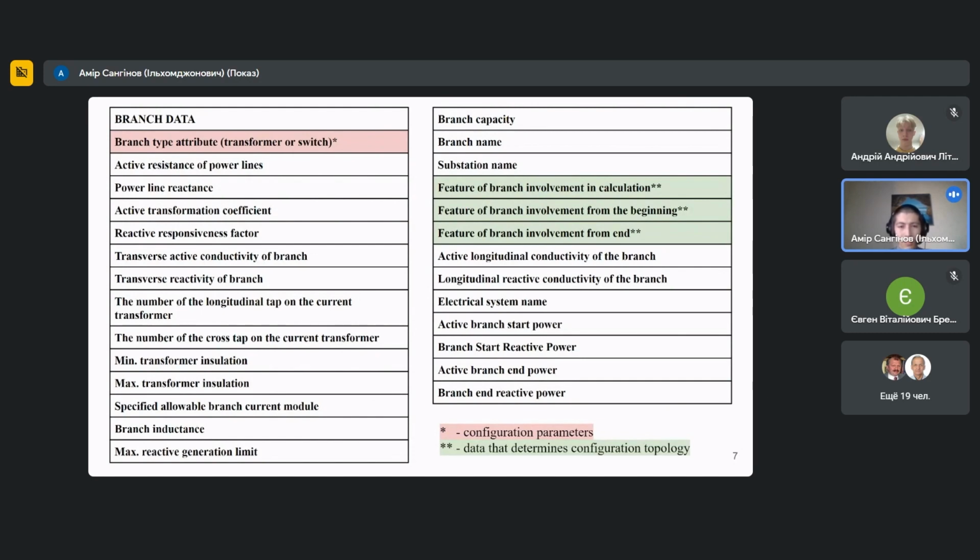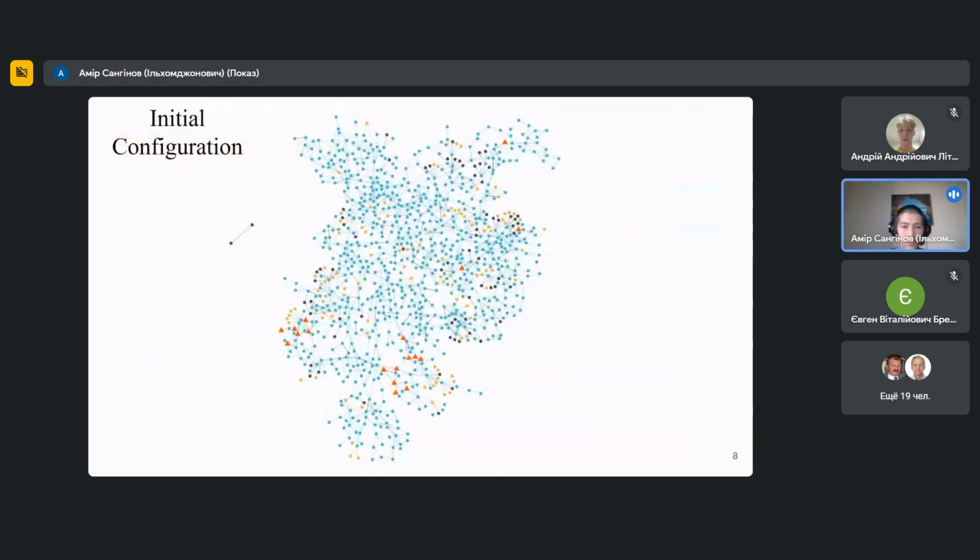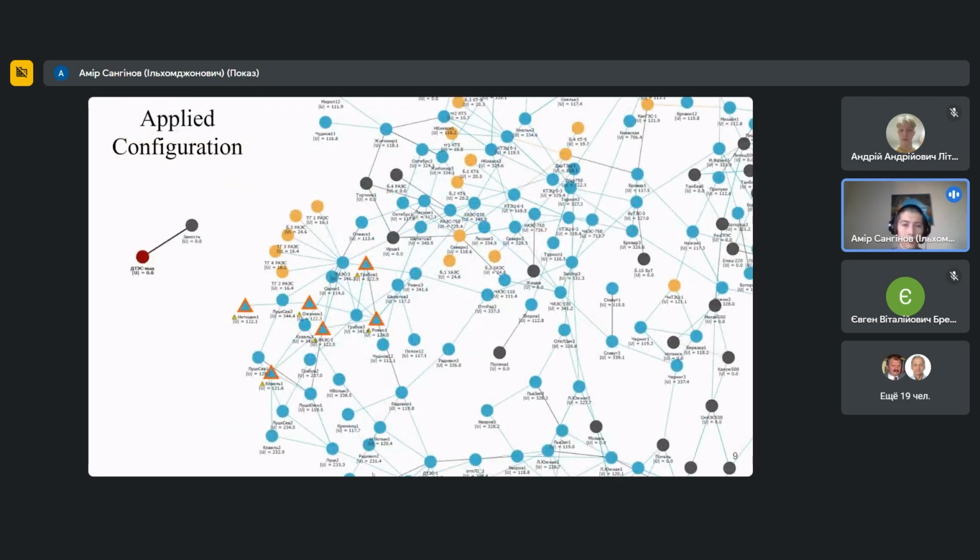Subsequently, configuration is applied to the initial state. Configuration is defined with the parameters highlighted in color and denoted with asterisks. So you can see that we have data that determines configuration topology and configuration parameters. Also, if we go to the previous slide, likewise in green or two asterisks, it's a parameter that defines the topology, and all other colored parameters define the configuration parameters. All right, here is an example of the initial state of the grid. And here it is with applied configuration and also zoomed in.